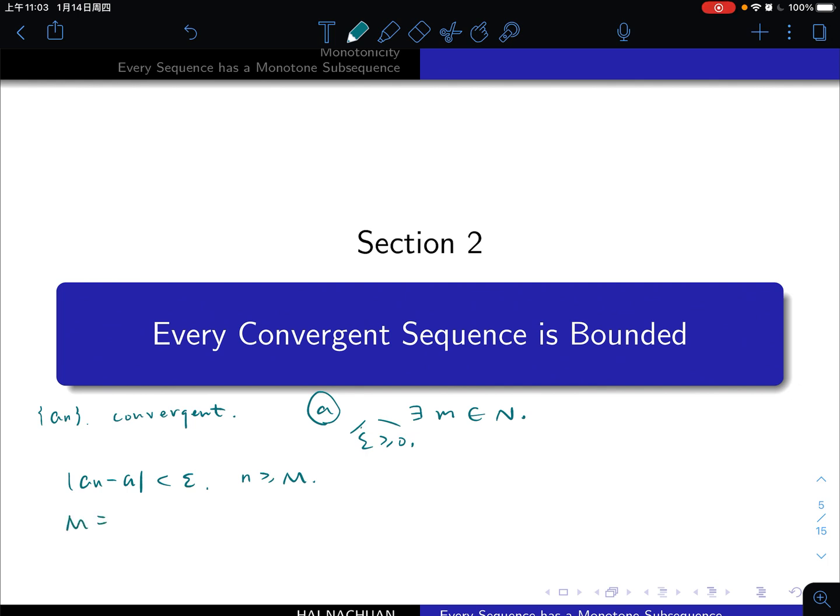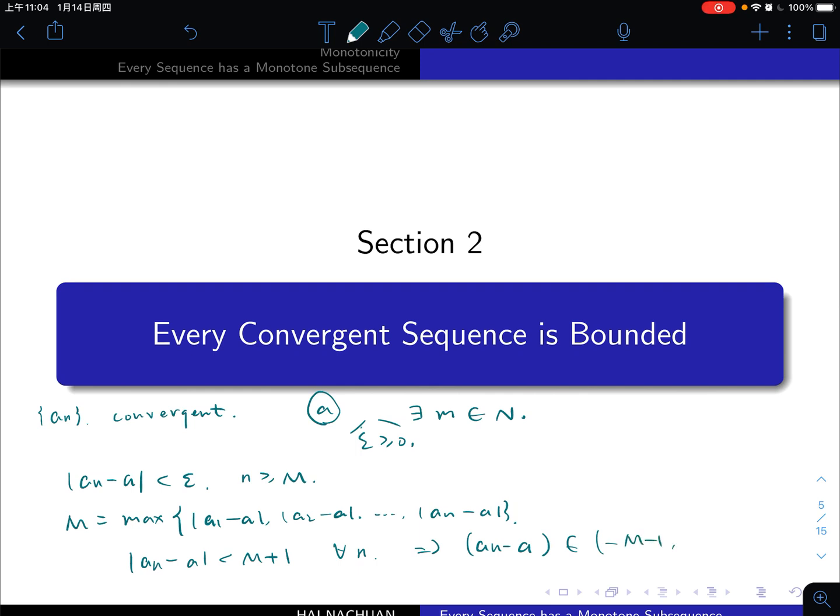Let big M equal the maximum of |a_1 minus A|, |a_2 minus A|, up to |a_n minus A|. Then we can find that |a_n minus A| must be smaller than M plus 1 for any n. From this step, we can imply that a_n minus A is in the interval from minus M minus 1 to M plus 1. Finally, a_n is in the interval from A minus M minus 1 to A plus M plus 1. So definitely a_n is bounded, and hence every convergent sequence is bounded.